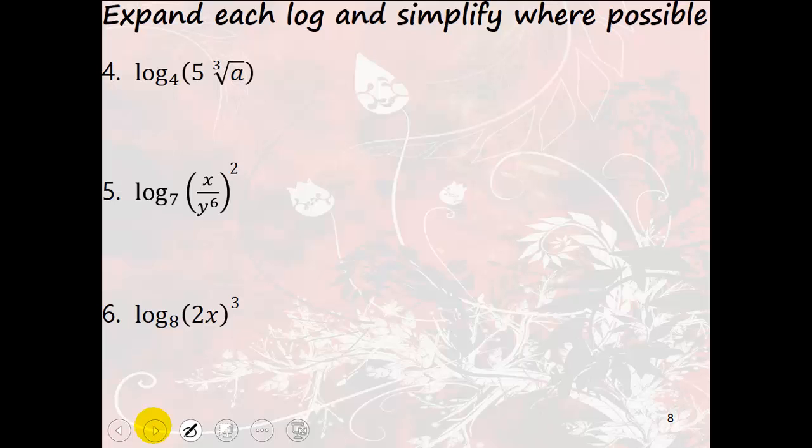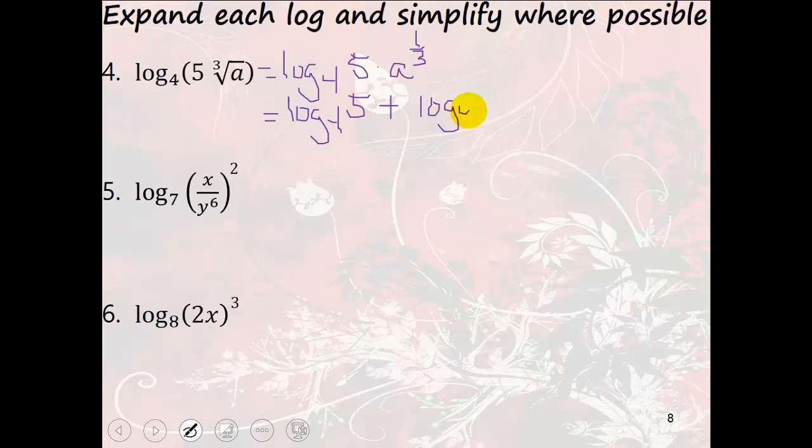All right, here we go. I'm going to get rid of my radical, so I have log base 4 of 5 times a to the 1/3. Now I'm going to use my product property, and I'm going to split everything up, so I get log base 4 of 5 plus log base 4 of a to the 1/3. Now I'm going to move my powers down, so I get log base 4 of the input 5 plus 1/3 log base 4 of a, and I'm done.